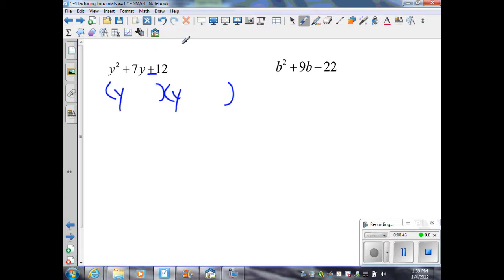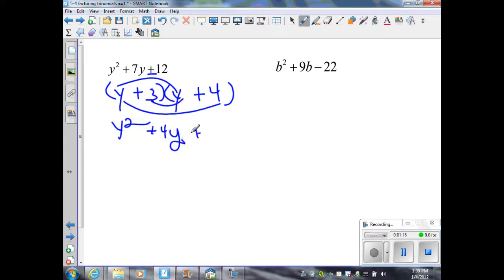I could go through and start with 1 times 12, 2 times 6, but what I end up with is 3 times 4. 3 times 4 is going to give me 12, and 3 plus 4 is going to give me a positive 7. That's going to tell me that this is not a minus. If it was, I'd still get my positive 12, but I end up with a negative 7. So I need to create plus signs for each. That will generate, when I FOIL, y squared plus 4y plus 3y plus 12. And that generates my original trinomial, y squared plus 7y plus 12.